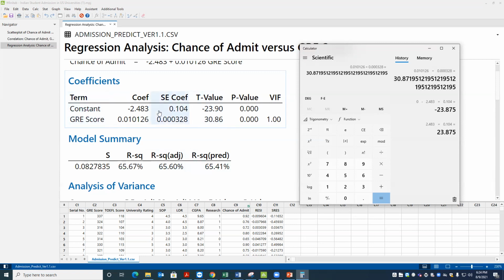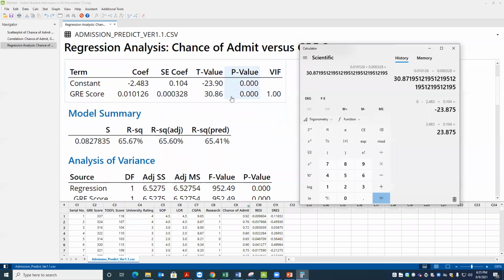So this is the relationship. VIF is called the variance inflation factor. Variance inflation factor is used for multicollinearity. So in simple regression, it does not have that importance, but it does in multiple regression. We are not using it as of now, but these are the things.